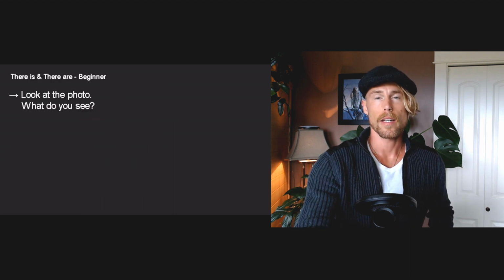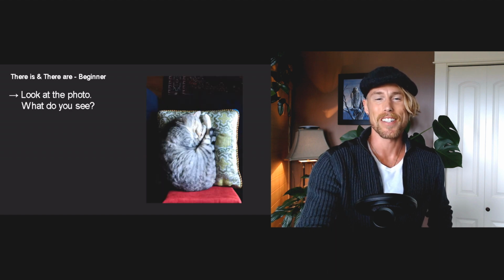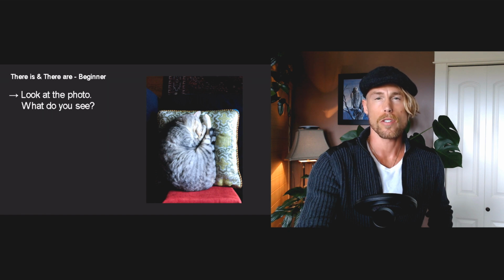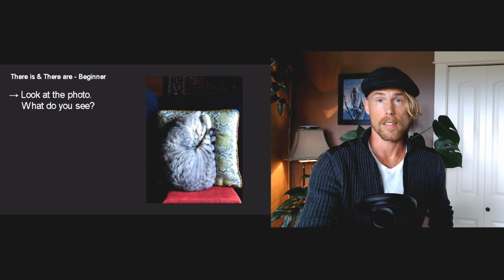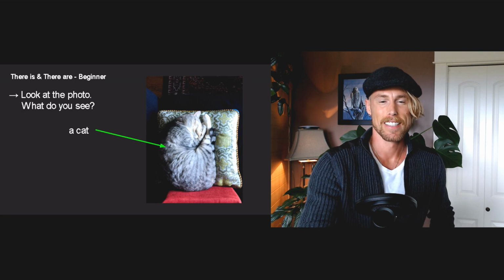First, I would like you to look at the photo. What do you see? There are some things in the photo. What are they? What do you see? Let's talk about 4 things. Number 1, a cat. This is my cat. Her name is Norma Jean. She's very cute.